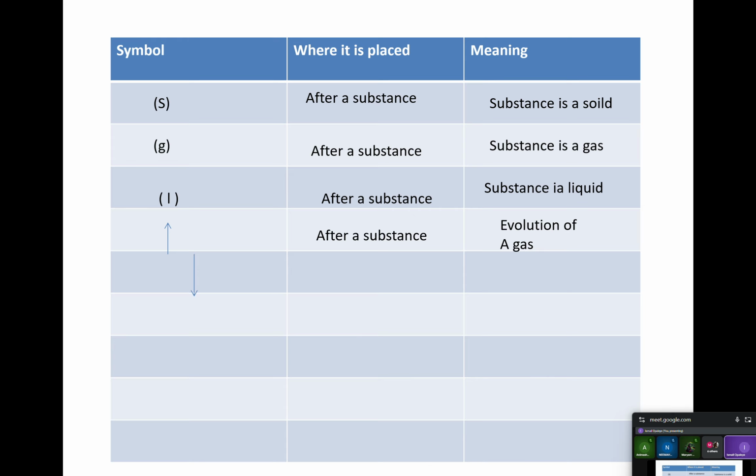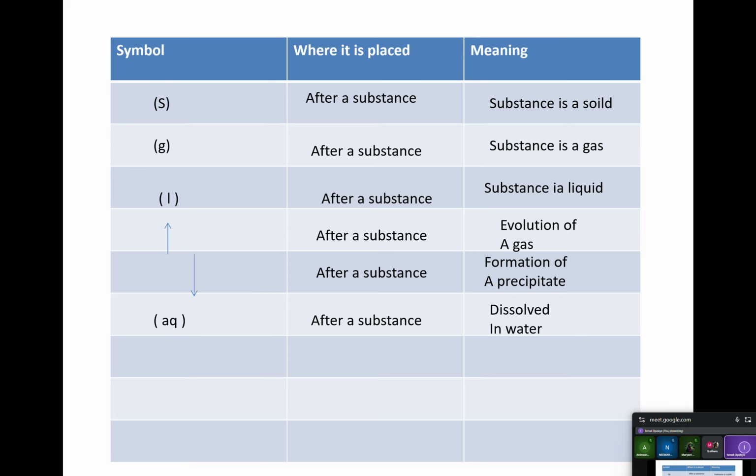And when you see this arrow going up beside a particular substance, it indicates that there is evolution of a gas. That is, the gas is given off. And when you see a down arrow after the substance, it indicates that there is formation of a precipitate. And when you see (aq), that's also after the substance, it indicates that it is dissolved in water. That is aqueous solution. Okay.